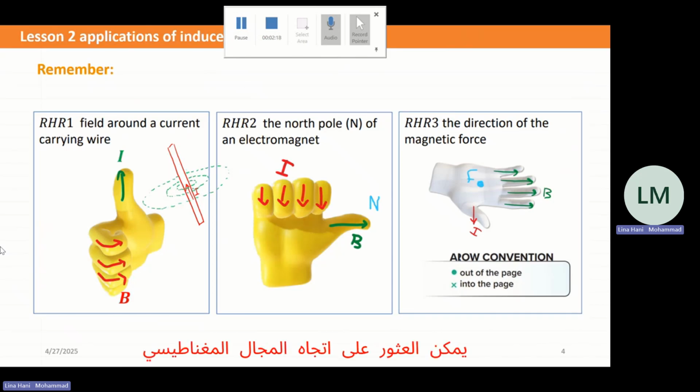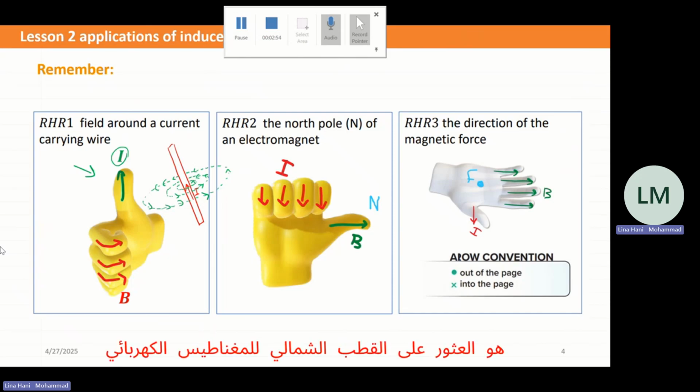Now the direction of the magnetic field can be found using the first right-hand rule, where the thumb shows you the direction of the current, and the four fingers will show you the direction of the magnetic field. In this case, it will be going in this direction, rotating around like this. From the back of the wire, it will be going in the left direction, and then from the front of the wire, it will be going to the right, and so on. It goes like this.